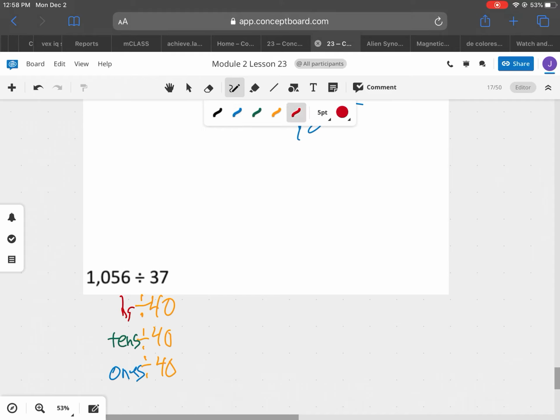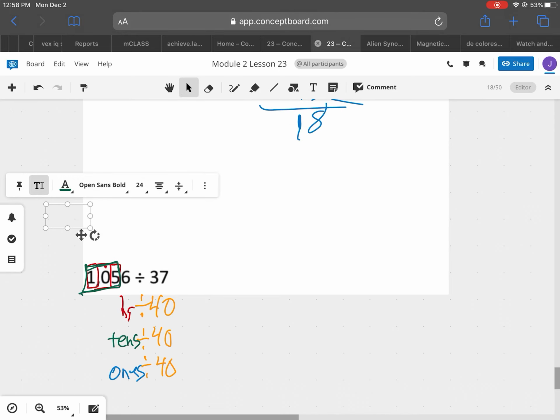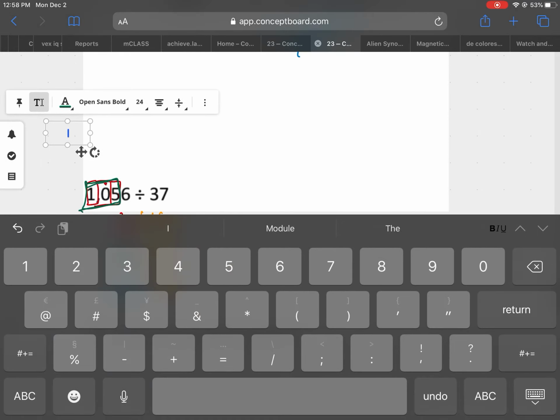All right. So first thing I ask is, can I do 1 divided by 40? No. 10 divided by 40? No. It's going to be 105 divided by 40. So I am actually going to skip the first one and go to 105. So 105 is what I'm going to do.